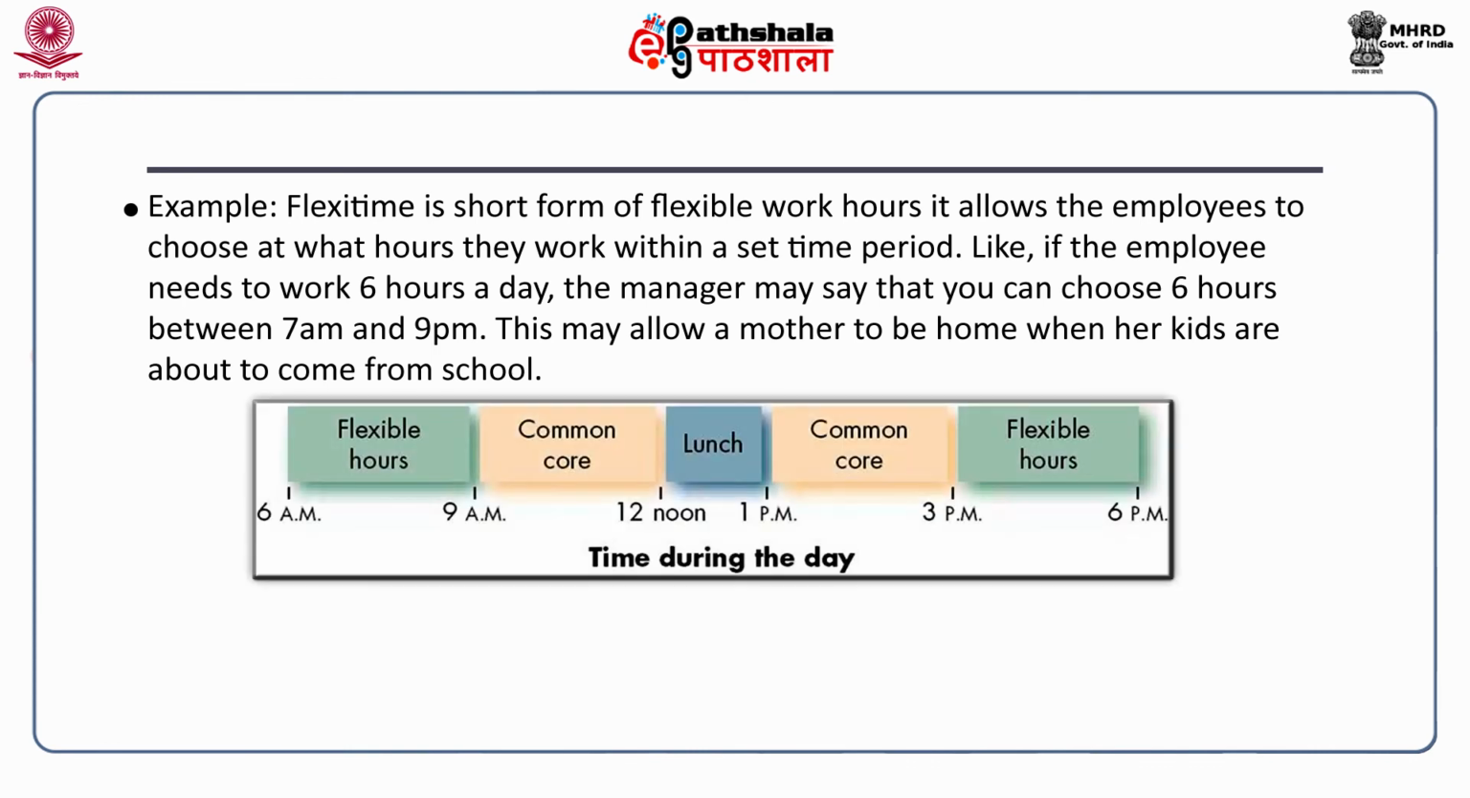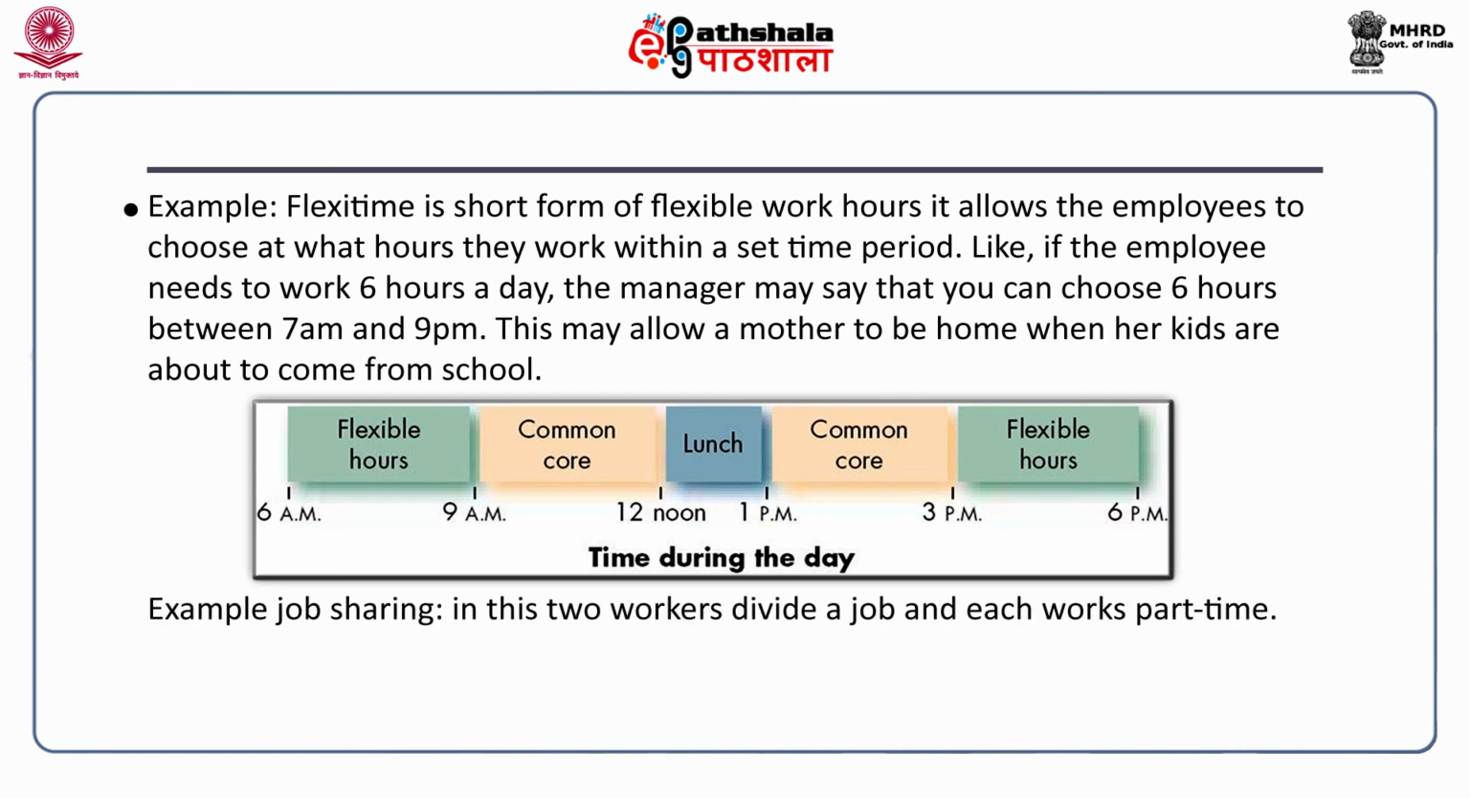So we can see an example that is given in this slide from 6 am to 6 pm. 6 am to 9 am are flexible hours. 9 am to 12 noon is the common core when we are required to achieve the objective. 12 noon to 1 pm can be lunch, and again 1 to 3 is common core, and 3 to 6 flexible hours. An example of job sharing is when two workers divide a job and each works part-time.